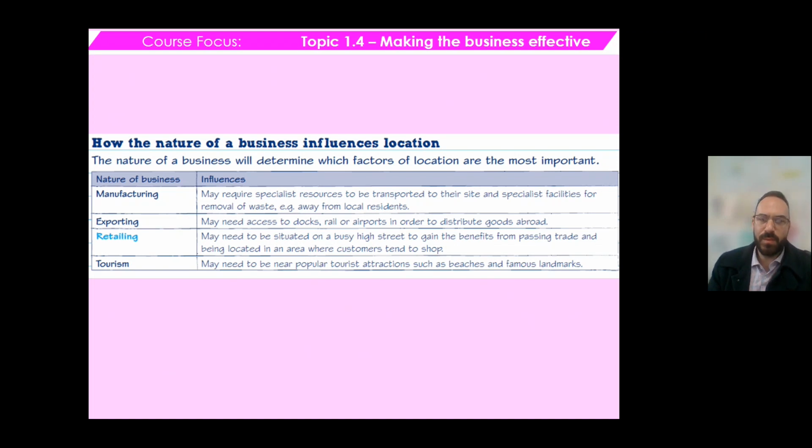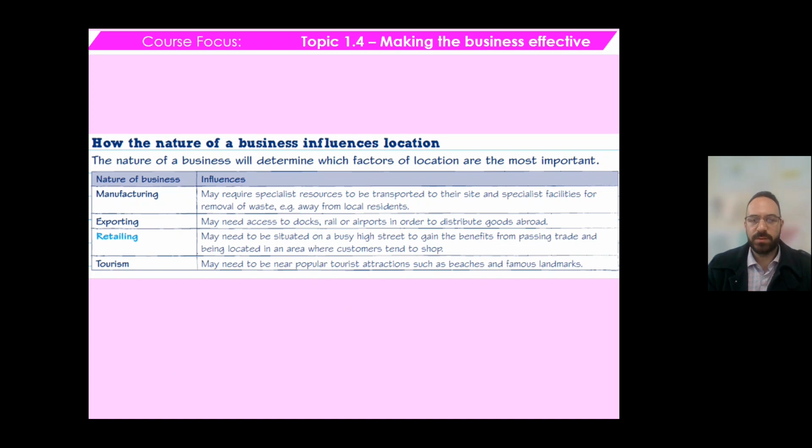In retailing, you may need to be situated on a busy high street to gain the benefits from passing trade and being located in an area where customers tend to shop. This could also involve being close to your competitors and things like that. So when customers could walk into your competitors, the trick is to get them to walk into your store. These are the things that also influence.